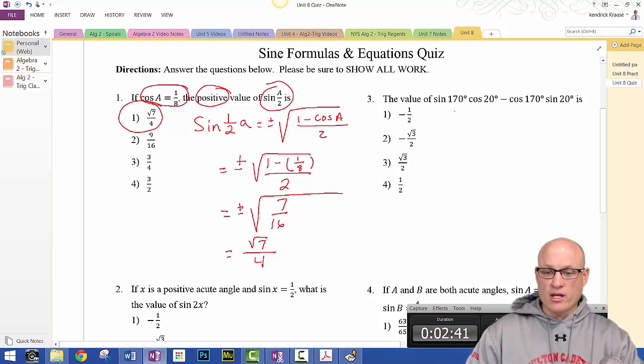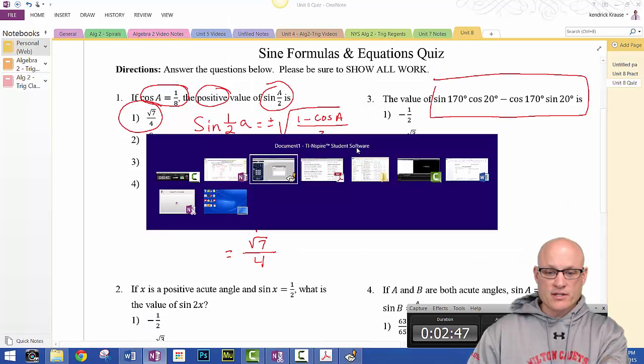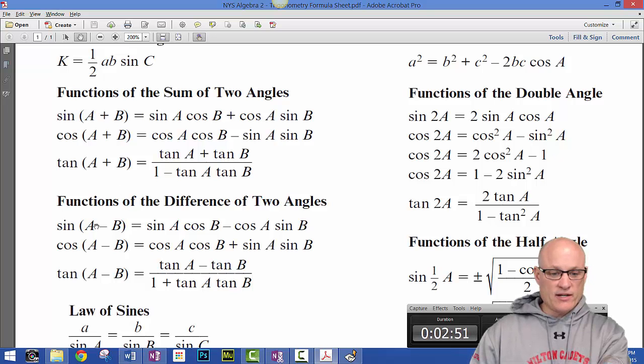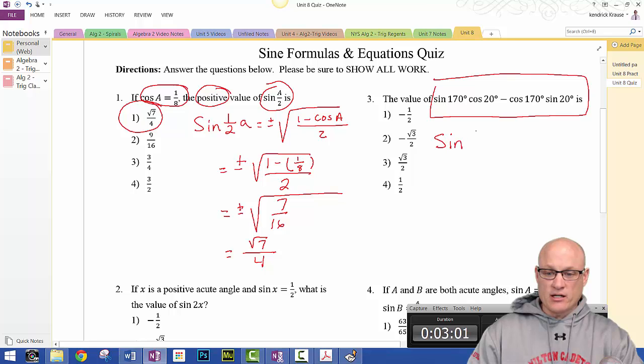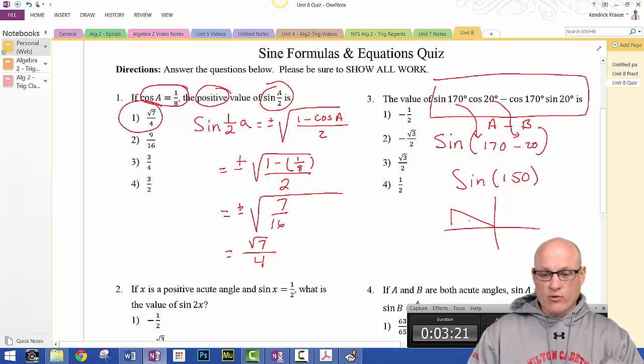Let me come over here and do 3 while I'm at it. If you look at it, sine, cosine, minus cosine, sine, is this formula right here, the sine of A minus B. That's the formula for sine of A minus B. So this is really just sine of A minus B, where A is the first one, B is the second one. So this is 170 minus 20. Well, that's the same as the sine of 150. And then I think to myself, okay, that's in the second quadrant. It has a reference angle of 30. What is the sine of 30 degrees? Oh yeah, the sine of 30 degrees is a half, positive in the second quadrant.